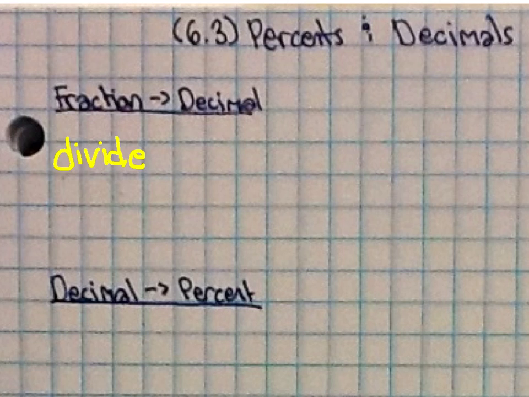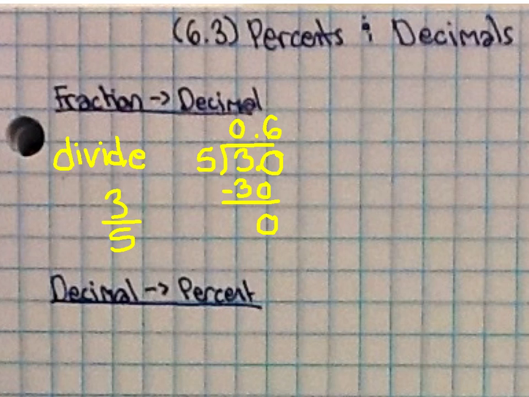So for example, if you have the fraction 3/5, when you divide, the numerator goes inside the division house, so it's going to be 3 divided by 5. And before you start dividing, you want to put a decimal point at the end. 5 goes into 3 0 times, so you add a 0 to keep dividing. And 5 goes into 30 6 times. 6 times 5 is 30. You're left with 0 remainder. So your final answer is just 0 and 6/10. So 3/5 is equal to 0 and 6/10.